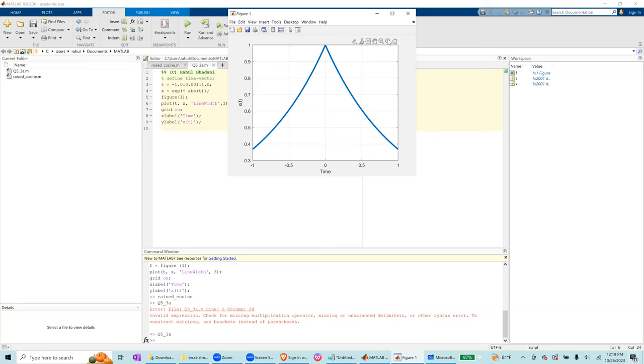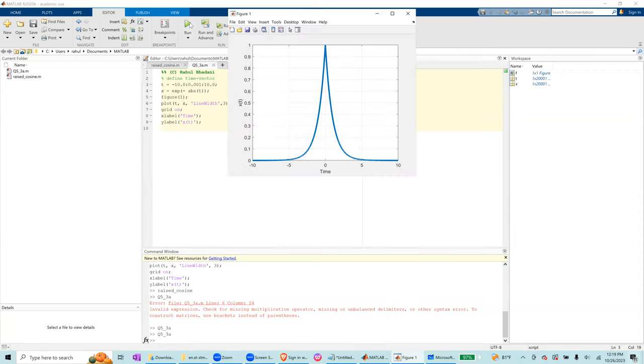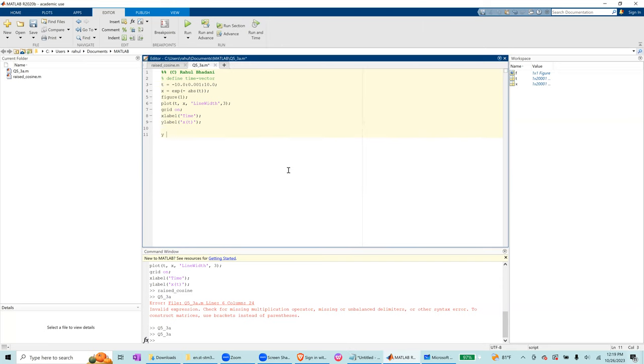You could also increase the time range. So instead of 1, I'll make it 10, so minus 10 to 10. Now it looks like this. So as you can see, this is an even function.